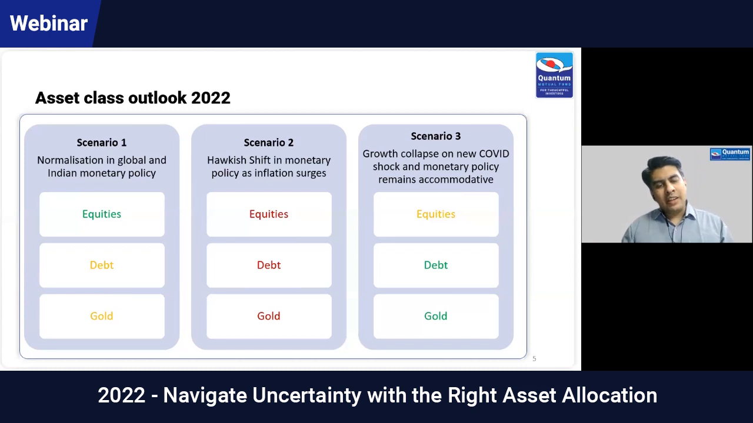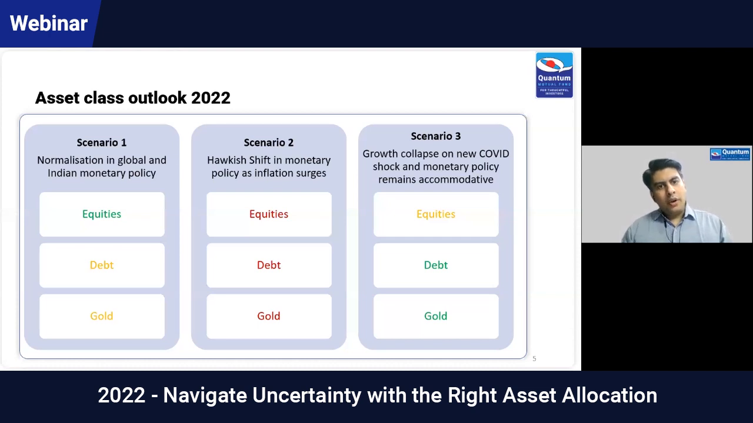And this is nothing but they have gone so low in their easy money policy that rates are close to zero. There is so much money they were printing. So there has to be some normalization someday. And this inflation is forcing them to do it much more aggressively than what they would have liked in terms of time frame. So in scenario one, we are talking about normalization of global and Indian monetary policy.